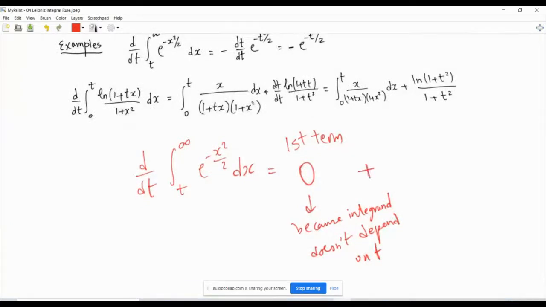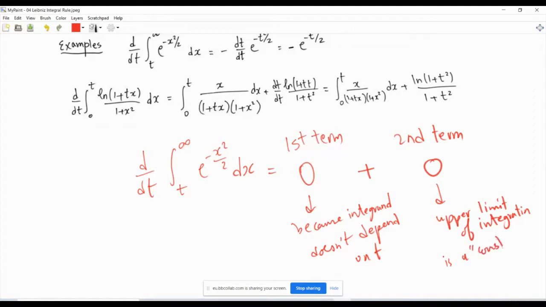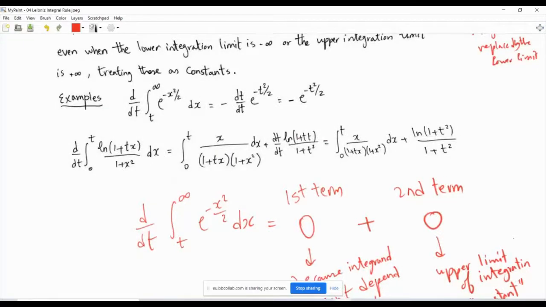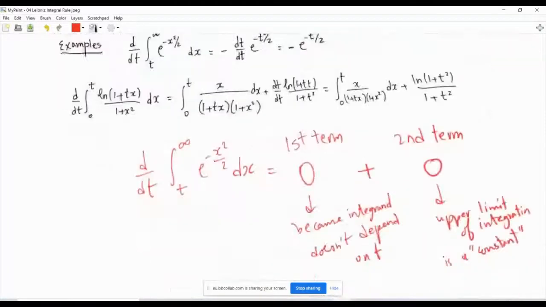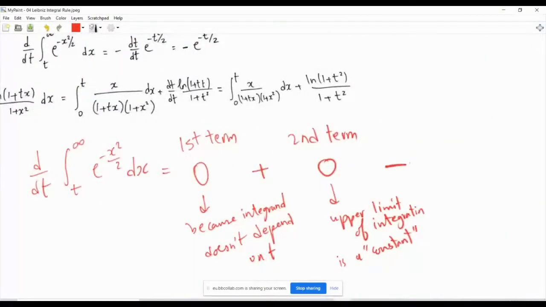Plus the second term, 0. Well, the upper limit of integration is, in our case, a constant. So if it is infinity or 7 or 17 or anything, you will need to take the partial derivative of beta with respect to t. If it's a constant, well, that's 0. Then a minus sign. Don't forget that there is a minus sign. Third term.